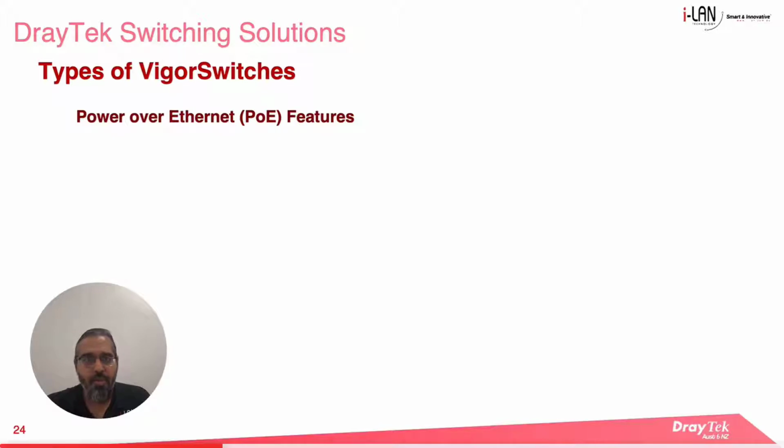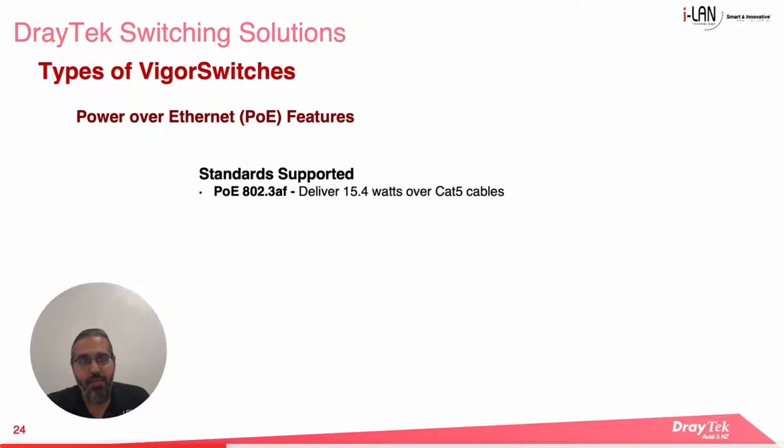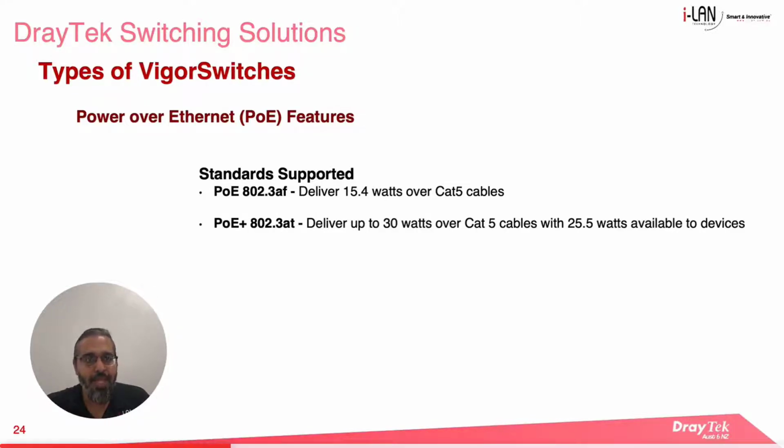Dratec WiGA switches support the 802.3af and 802.3at PoE standards. 802.3af can deliver up to 15.4 watts per port and is suitable for IP phones and access points. 802.3at can deliver more power, up to 30 watts per port, and is suitable for IP cameras or other devices which sometimes require more power.